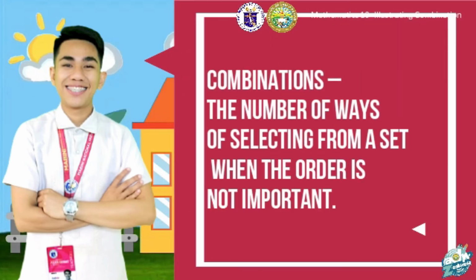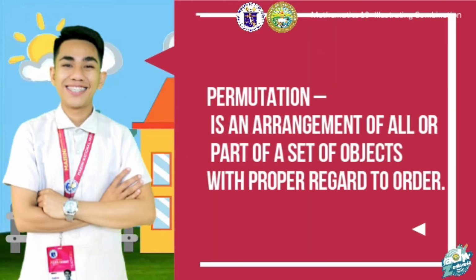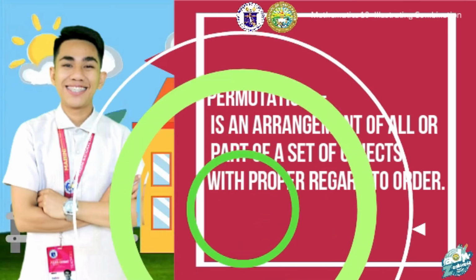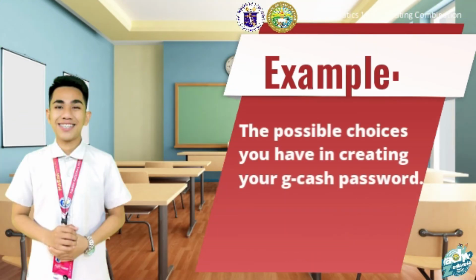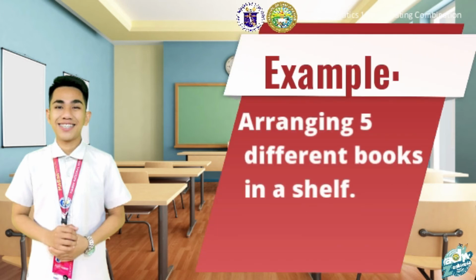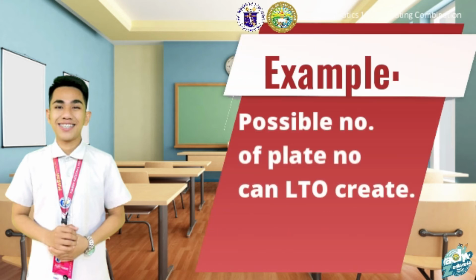Combinations: the number of ways of selecting from a set when the order is not important. Permutation is an arrangement of all or part of a set of objects with proper regard to order. Examples of permutation: the possible choices you have in creating your GCash password, arranging 5 different books on a shelf, and the possible number of plate numbers LTO can create.